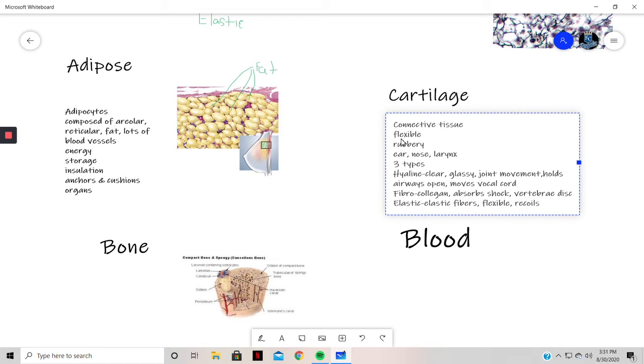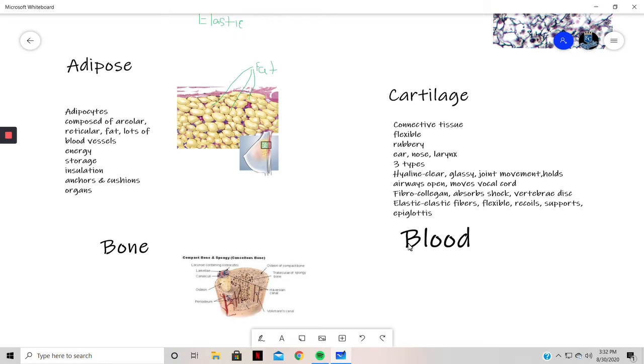recoils, and you can find it. It supports the ear and the good old epiglottis, the thing that hangs down in the back of your throat. But nursing students, you knew that. All right, that is cartilage.